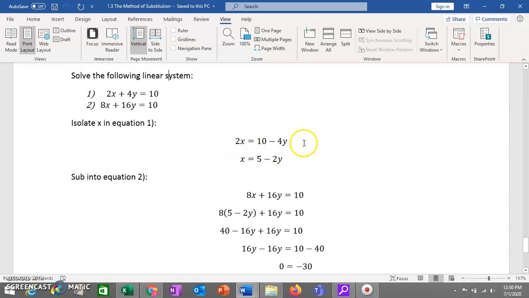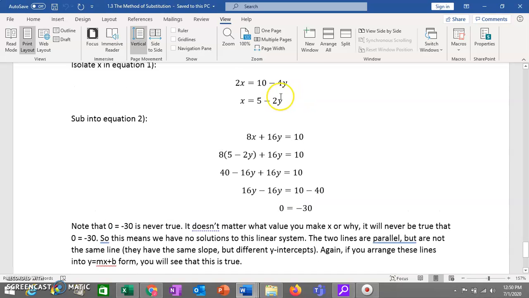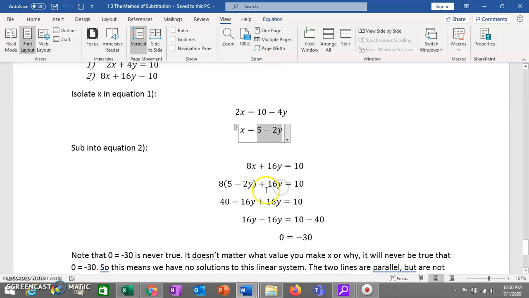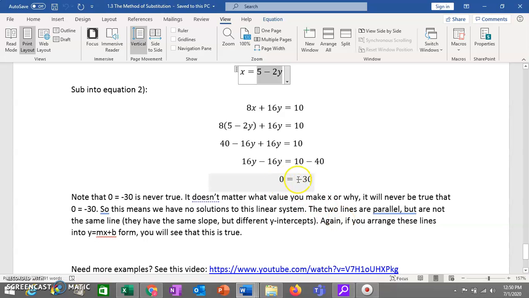Divided everything by 2. Okay, so I then take this x and replace the x in the other equation with 5 minus 2y. And once I do that, I end up with a very similar situation. I get a negative 16 and a positive 16y. So those eliminate, and you end up with no y term. But what's different is on the right side, I don't end up with 0. I end up with negative 30. So I get 0 equals something that's not 0. And what does that mean? Well, that's not true, right? 0 does not equal negative 30.